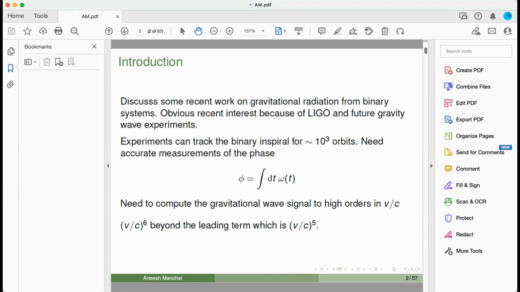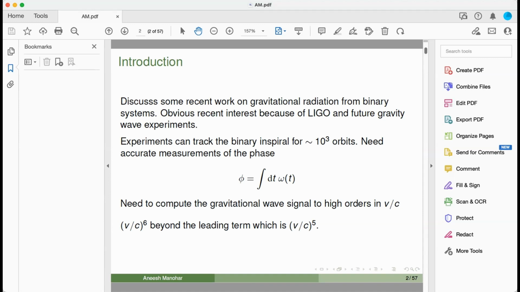And if you compute in an expansion in v over c, I was never able to find a straight reference which tells me how many orders you need, but it looks like you need approximately 6 orders in v over c beyond the leading terms of the radiation, which I'll show you go like v over c to the 5th. So you need a very high order expansion. And a lot of people, including Cliff, for example, have been working on doing these calculations. So here we're talking about this inspiral phase where you can track the oscillations for a long period of time.